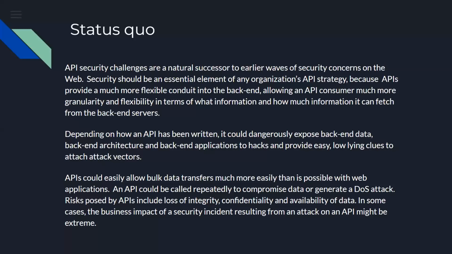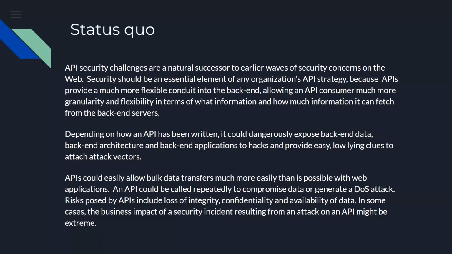Security should be an essential element of any organization's API strategy because APIs provide a much more flexible conduit into the back end, allowing an API consumer much more granularity and flexibility in terms of what information and how much information it can fetch from the back end. All this long English is just talking about how important the security of APIs is, because they are the point of access to the back-end database.